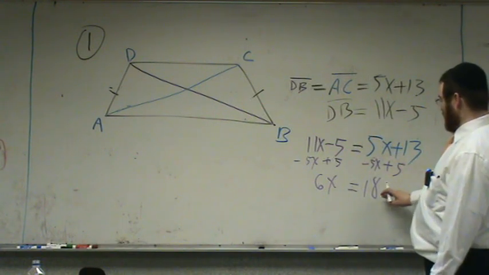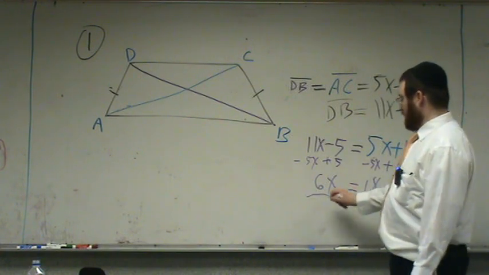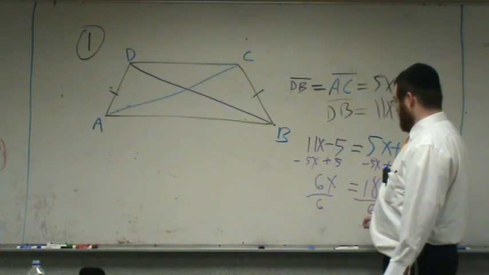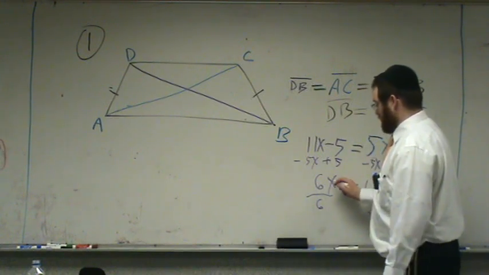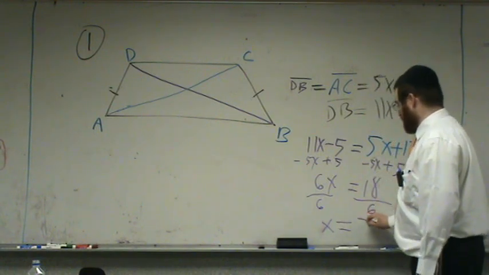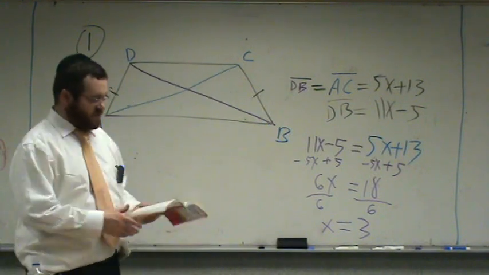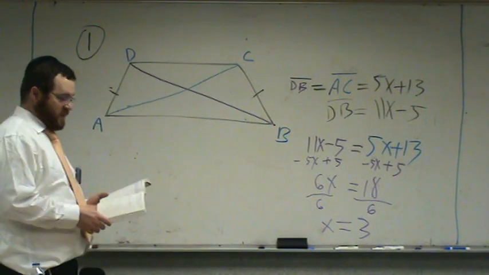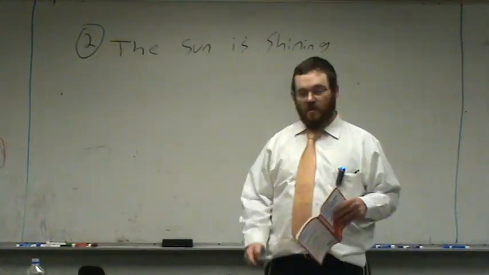So 13 plus 5 is 18, so 6x is equal to 18. Divide both sides by 6, and you get x times 6 divided by 6 is equal to x. 18 divided by 6 is equal to 3. And the question is, what is the value of x? The answer is 3, which happens to be answer 3.